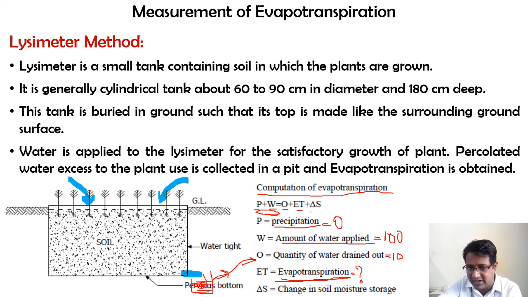Next is delta S. Delta S is the change in the soil moisture storage. Whenever we start this study, we usually check the initial moisture content of the soil. Imagine that the initial moisture content of the soil is, let us say, some 35%.